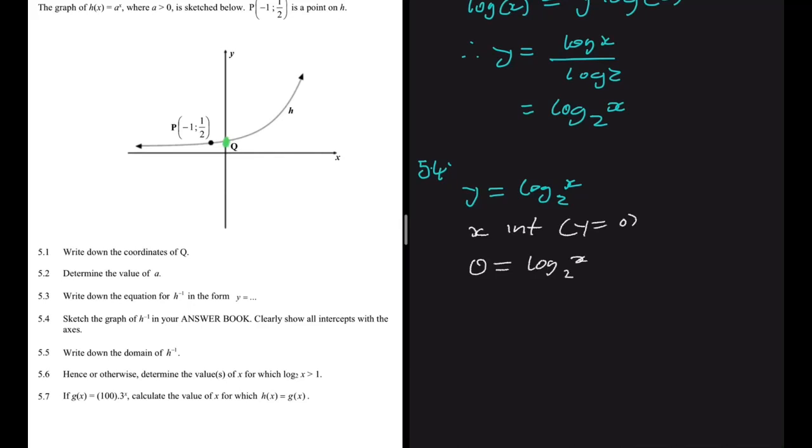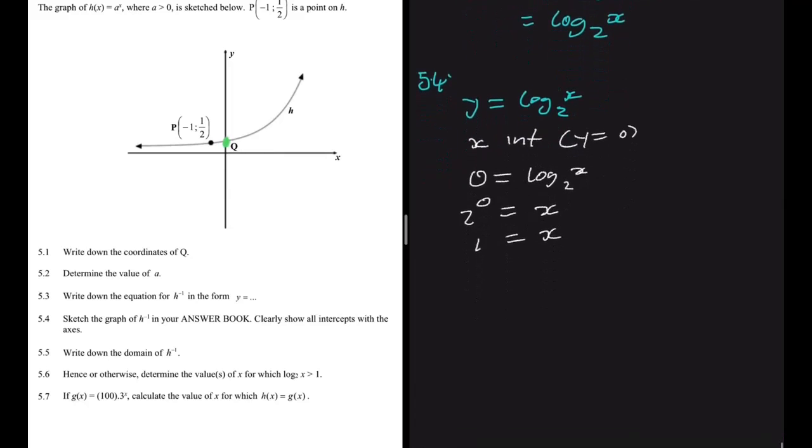So how do we solve this? We're going to get 2 to the power 0 being equal to x. And what did we say? Any number to the power 0 is 1, right? So this is where we have our x-intercept. The x value is 1 and the y value is 0, right?